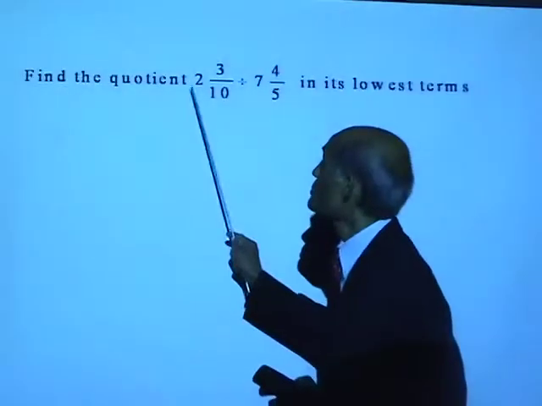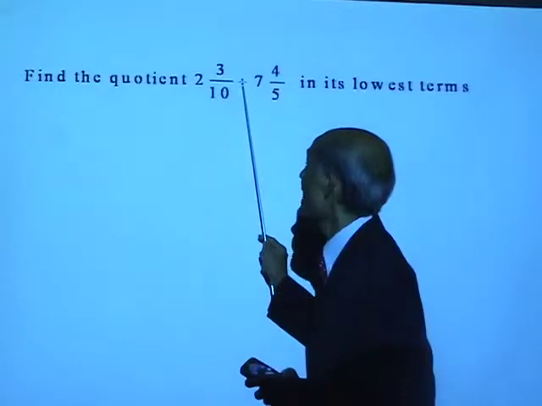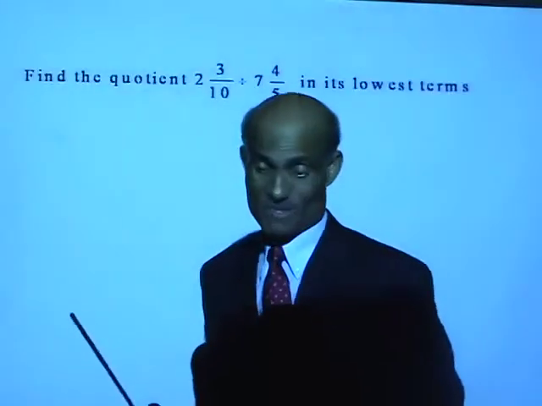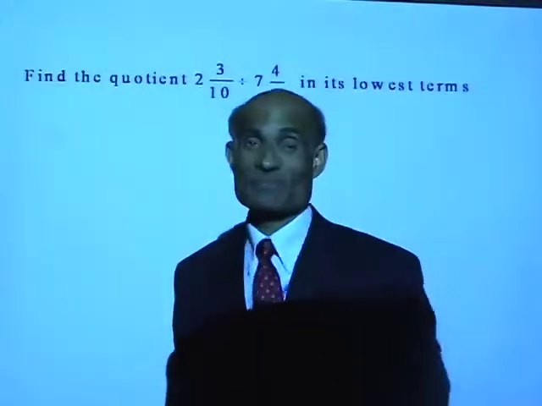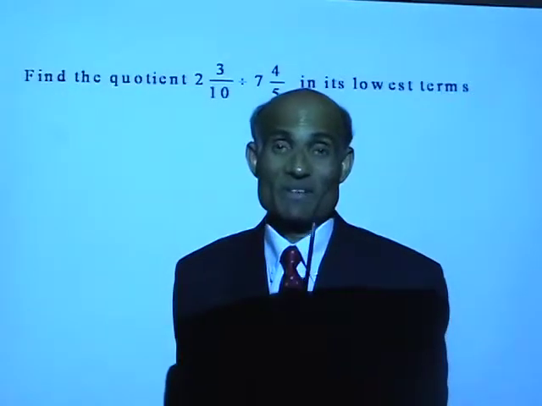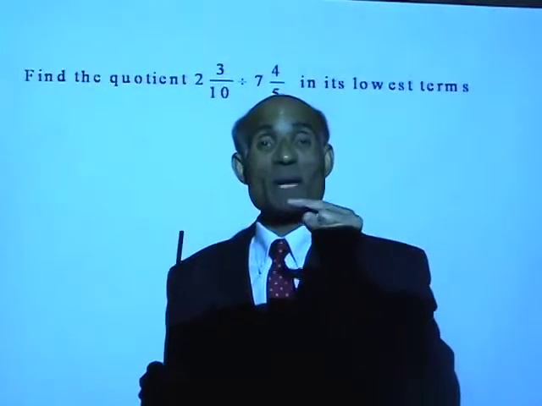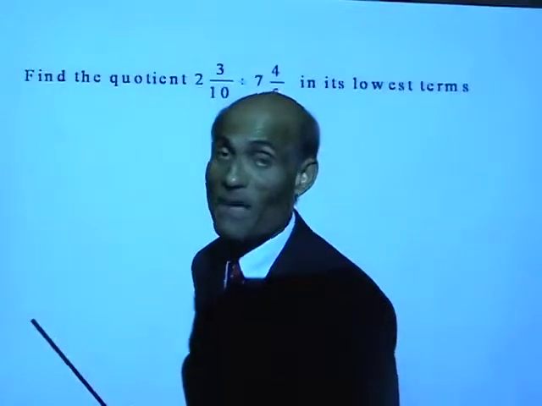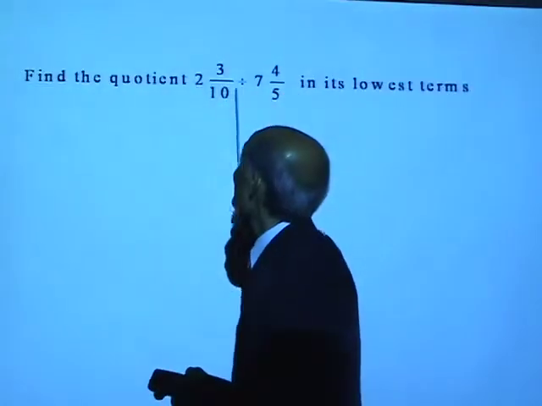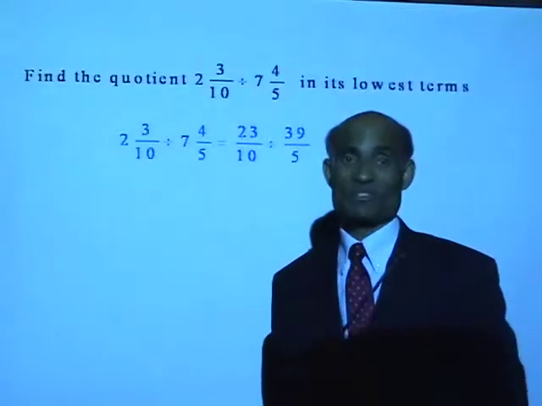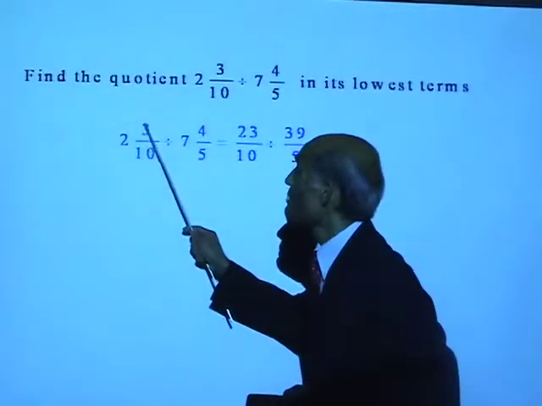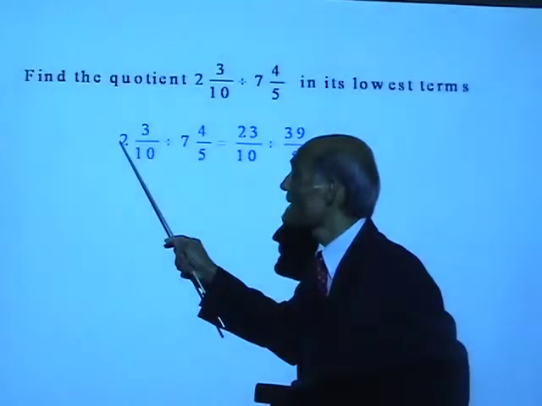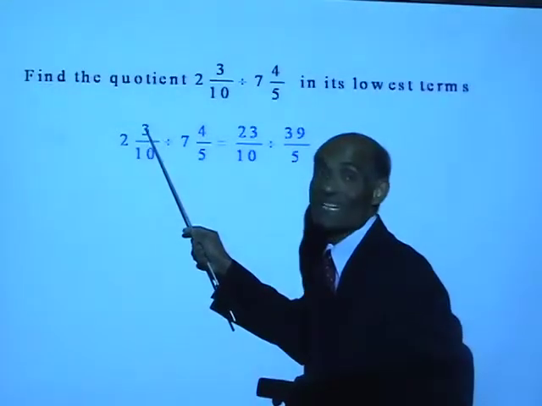Find the quotient 2 and 3 over 10 divided by 7 and 4 over 5 in its lowest terms. Alright, can you tell me what you do there first? What is the starting point? I know some of you will say change division to a multiplication. Well, before we do that here, we need to change the mixed numbers into improper fractions. So, first 2 and 3 over 10. What is the improper fraction for that? 10 times 2 is 20. 20 plus 3 is 23.